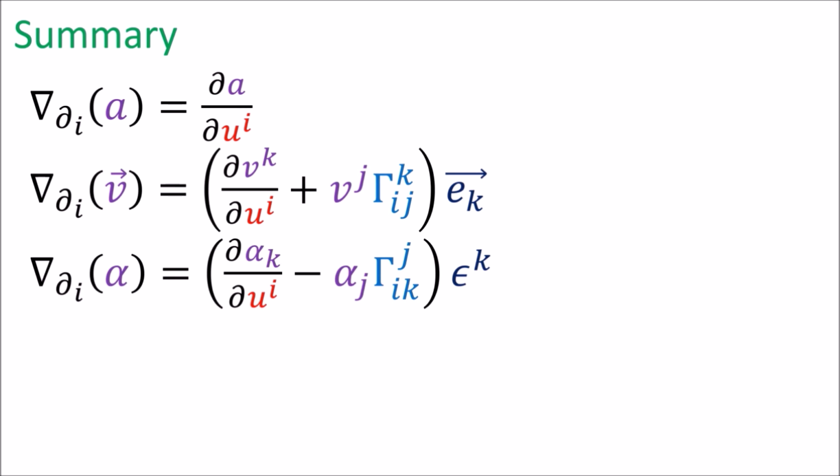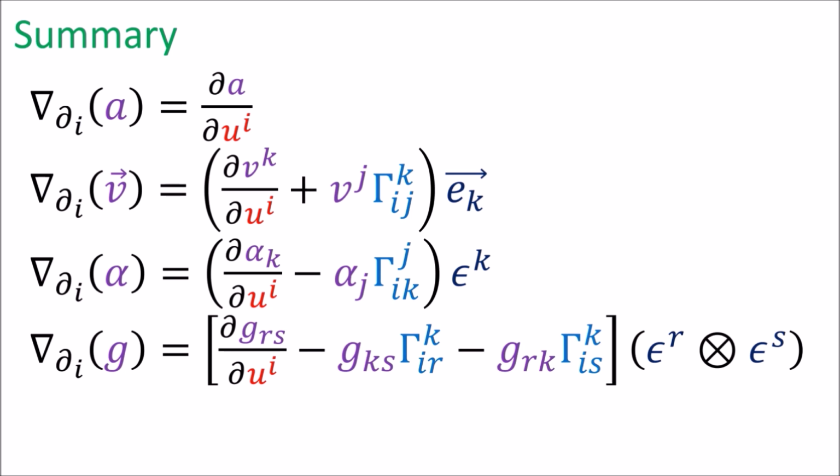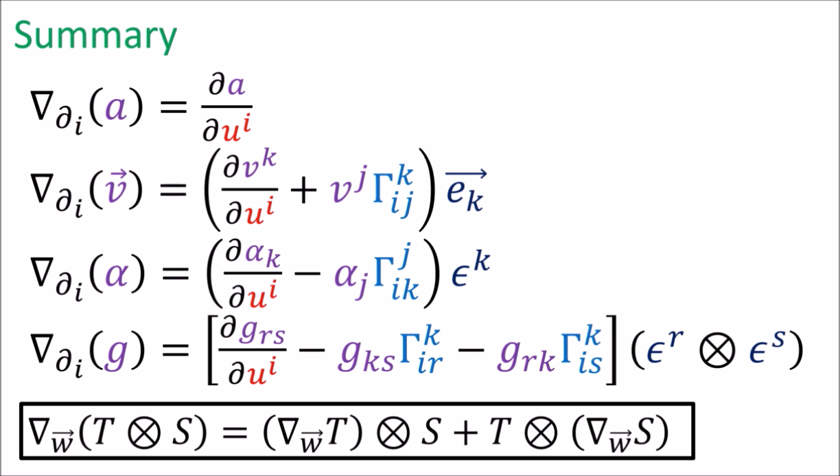And in total, we've shown the covariant derivative of a scalar field, a vector field, a covector field, and a metric tensor field. And we can use this property to get the covariant derivative of any general tensor field.